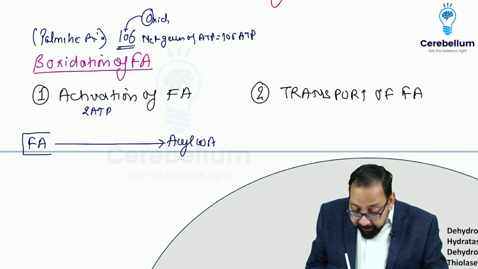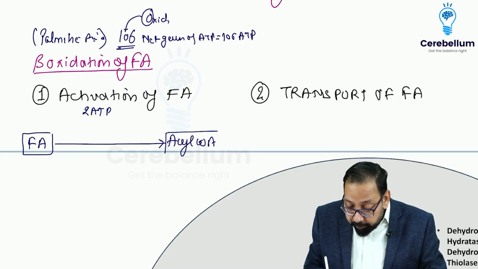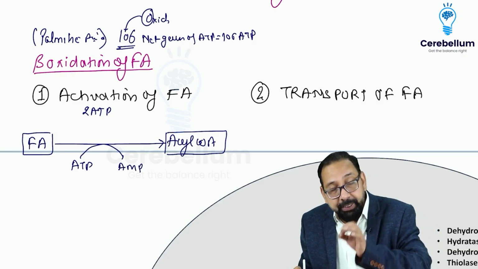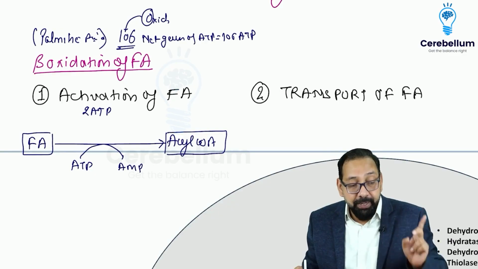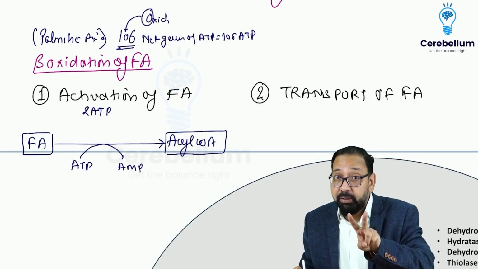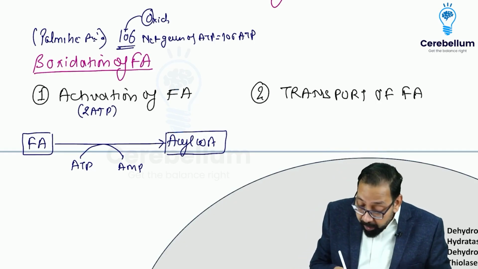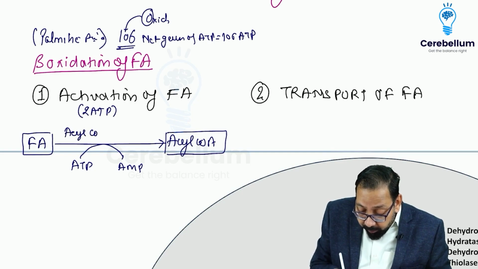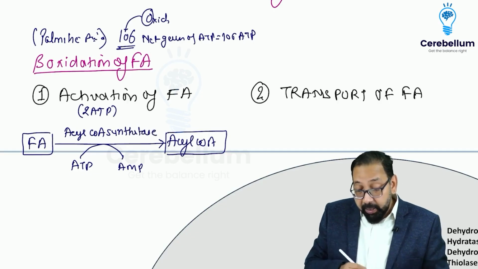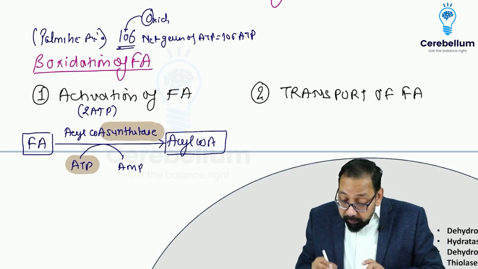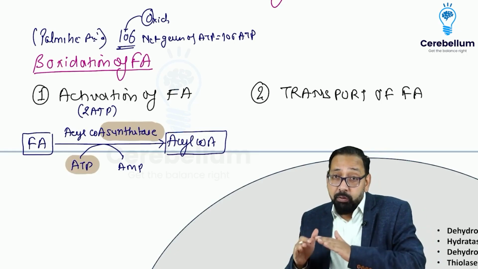Fatty acid is activated, converted to acyl coenzyme A. In this, ATP is converted to AMP. When ATP is converted to ADP, one high energy phosphate is used. When ATP is converted to AMP, two high energy phosphates are used, equivalent to 2 ATP. And the name of the enzyme is acyl coenzyme A synthetase.